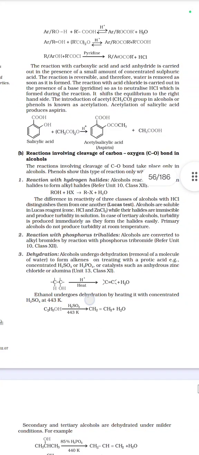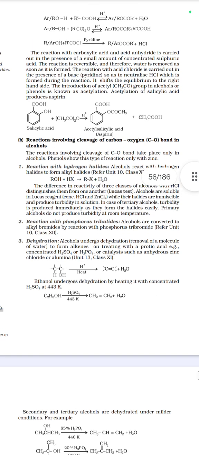The reaction with carboxylic acid and acid anhydride is carried out in the presence of a small amount of concentrated sulfuric acid. The reaction is reversible, and therefore water is removed as soon as it is formed. The reaction with acid chloride is carried out in the presence of a base to neutralize the HCl formed during the reaction. It shifts the equilibrium to the right-hand side. The introduction of an acetyl, CH3CO, group in alcohol or phenol is known as acetylation.